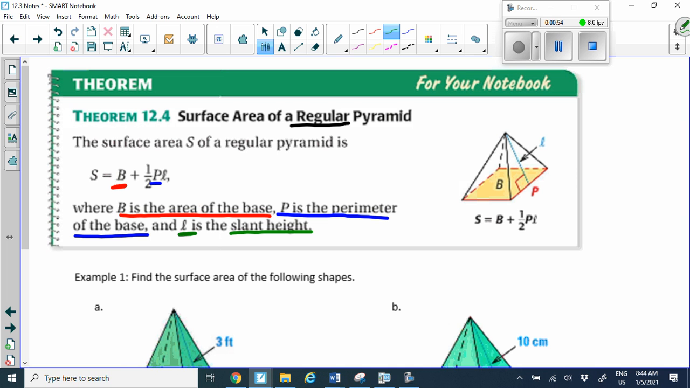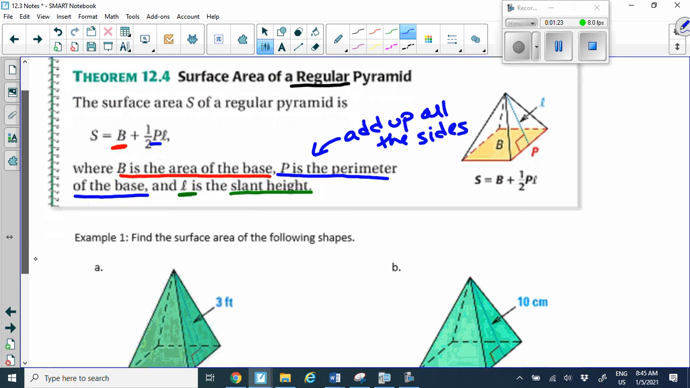Okay, so basically what that means is depending on what your base is, that's how you're going to find the area. And the perimeter, remember, all you have to do to find perimeter is add up all the sides. So when we have a regular pyramid, the sides of the base are going to be all congruent, or the same.